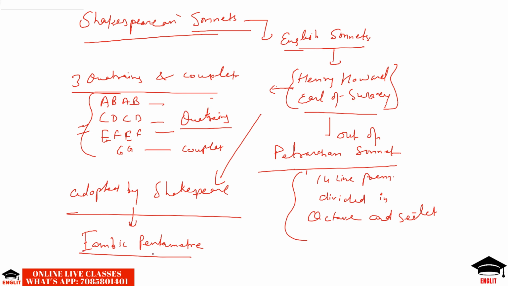The particular meter which Shakespeare and Henry Howard chose for this sonnet was iambic pentameter. Iambic pentameter is a line of 10 syllables in an iambic pattern. Iambic means an unstressed syllable followed by a stressed syllable. So the Shakespearean sonnet comprised three quatrains and a couplet in AB, AB, CD, CD, EF, EF, GG rhyming scheme in iambic pentameter, that is, lines of 10 syllables.